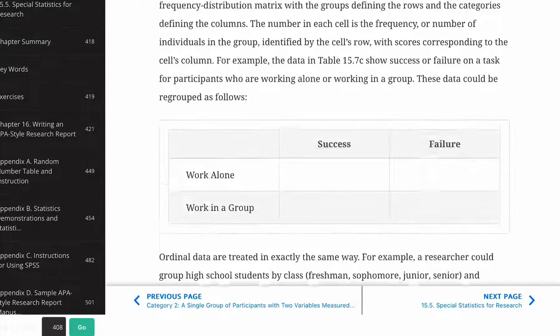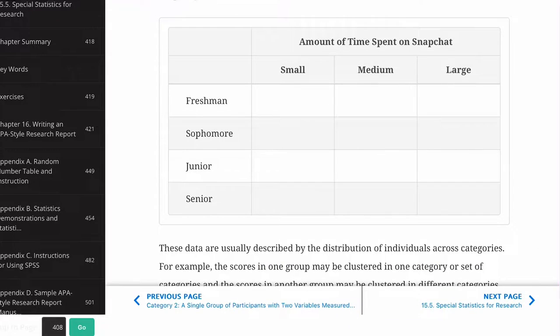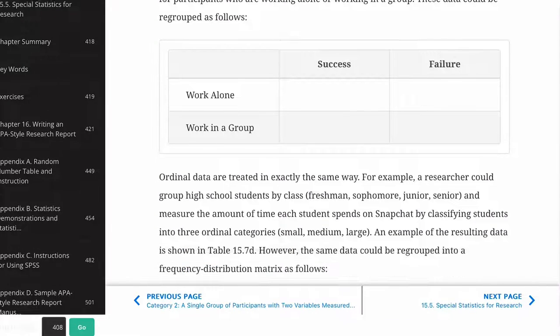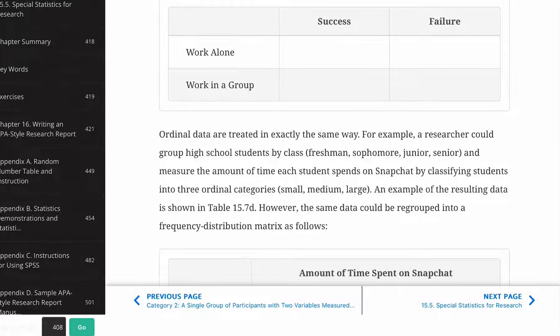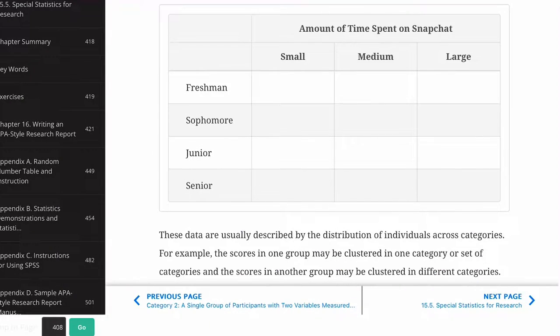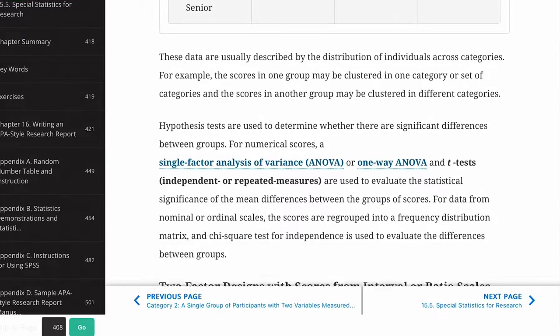Really, let's see, hold on. There's those matrices we talked about for the chi-square test, where they would have success or failure, work alone, work in a group, and you'd put the frequency in those blank spots. Or this one with the Snapchat, small, medium, or large, and then you have freshman, sophomore, junior, senior, and you could do the frequency distribution and do the chi-square for that.